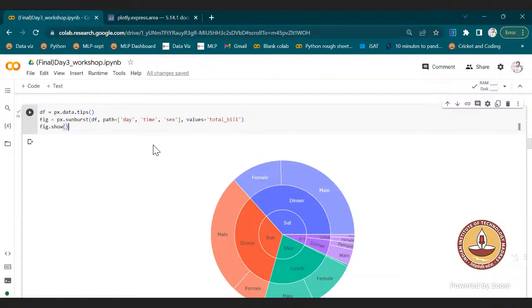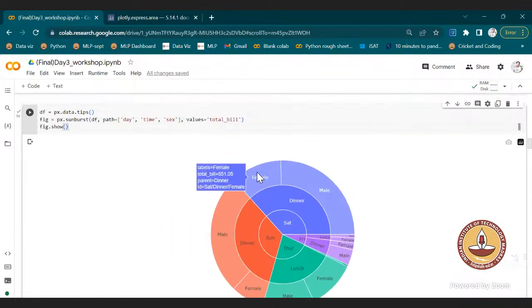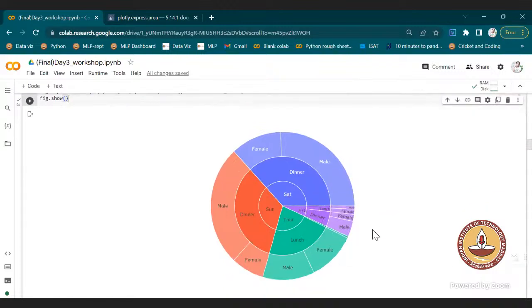Here, the size of these slices would be determined by the total bill or the tip size? Total bill is at the end only. If you look at the final level, it will be affected by the total bill. So what is Saturday's dinner affected by? It depends on how many dinners and how many lunches are there on Saturday. It seems on Saturday we don't have lunch. Let me confirm.